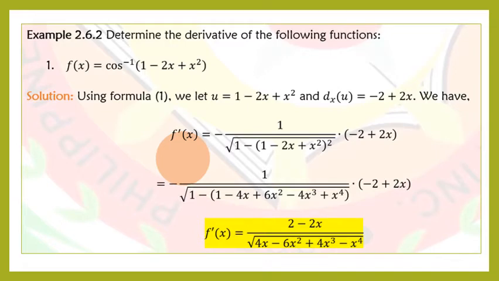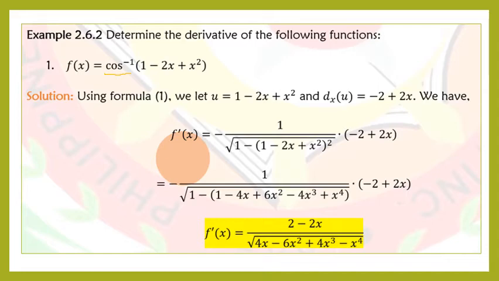For example, determine the derivative of the following functions. So, ang first na given na function is f of x equals to the arccosine of 1 minus 2x plus x squared, or f of x is equal to cosine inverse. The same lang ng pagkabasa yun. The same lang ng meaning yun. Kahit magkaiba yung pagkabasa, cosine inverse or arccosine is parehas lang yan, of 1 minus 2x plus x squared.